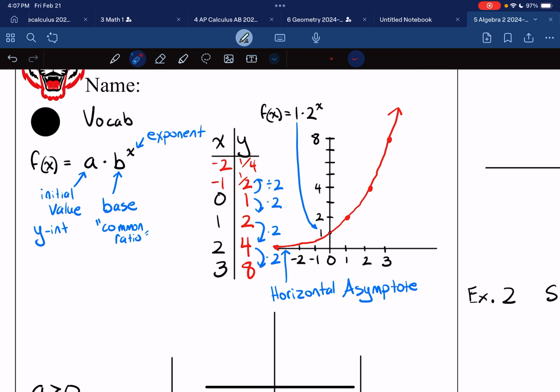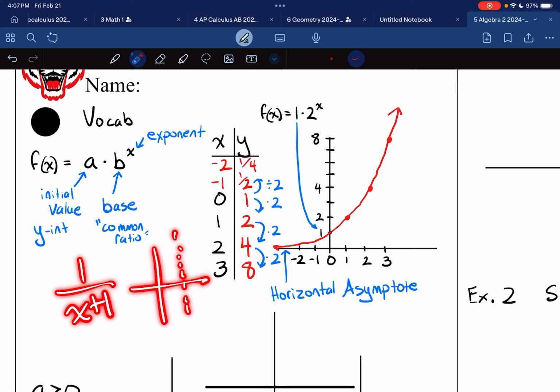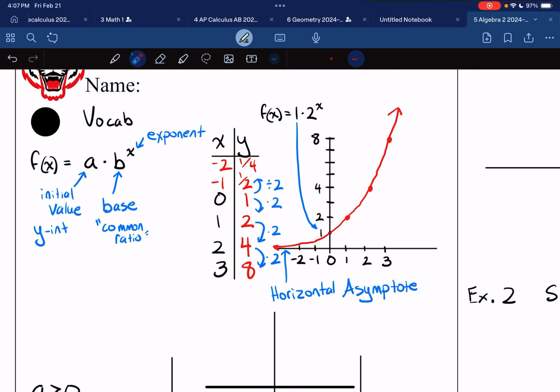A vertical asymptote would be like some magnetic line like this that it doesn't touch. Obviously, this one doesn't have any. There are functions like 1 over x plus 1, where you have this asymptote here at x equals -1, where it gets closer and closer, never touches, gets closer and closer, and never touches like this. So it gets closer to these vertical asymptotes. You can have a mixture, but with exponential functions, you will never have vertical asymptotes.